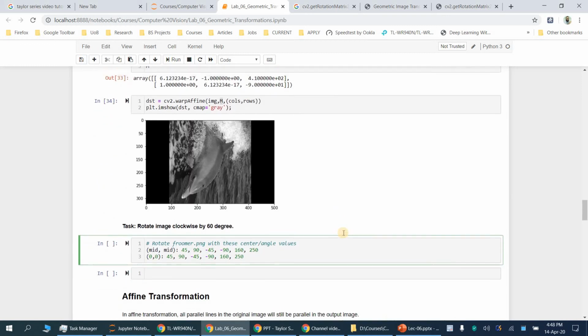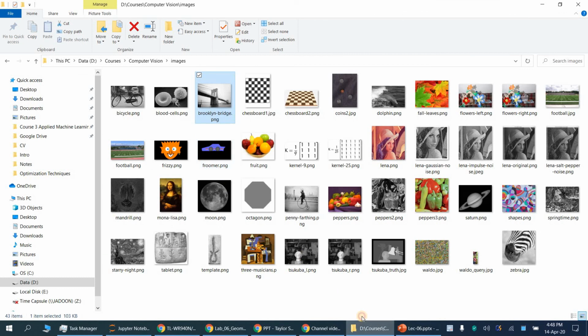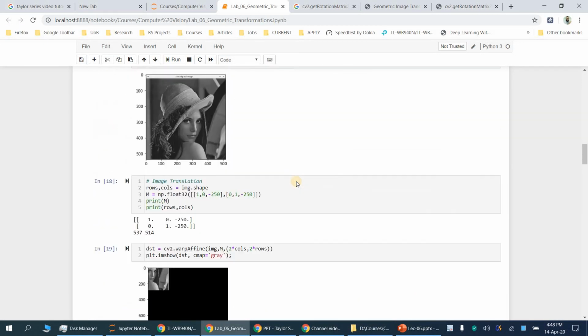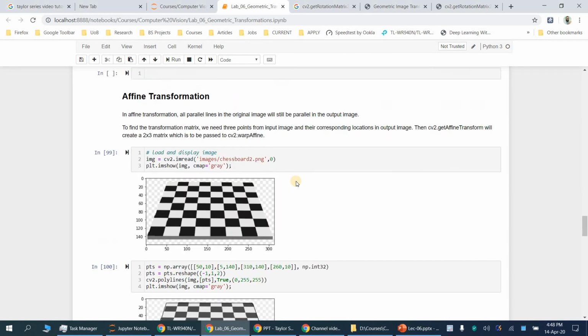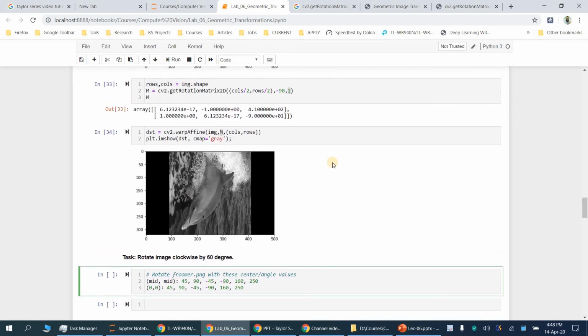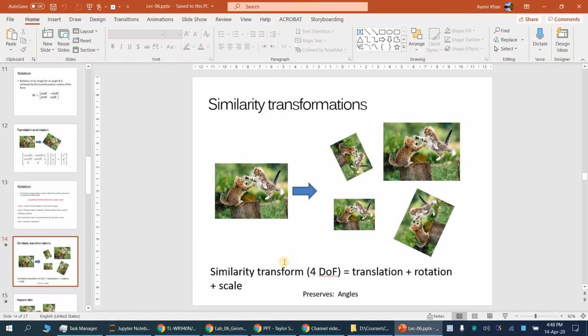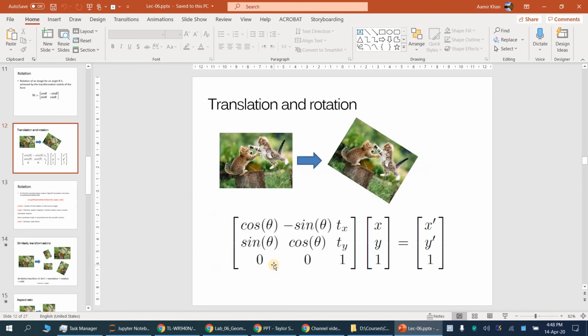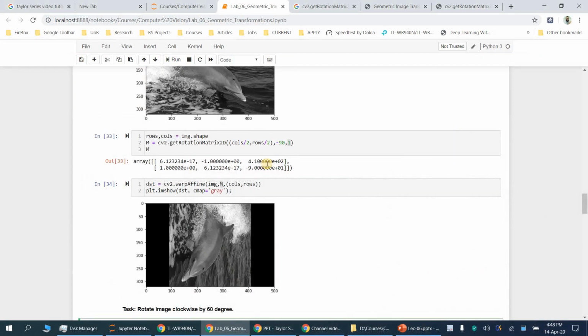You have to perform rotation on the Frumer image, this one, and the other two tasks, translation and shrinking or zooming, you will perform on the Brooklyn Bridge image. Okay, so I think this is enough. Is something left? No. So next class, after the rotation, we will discuss the final topics: the affine transformation and perspective transform.